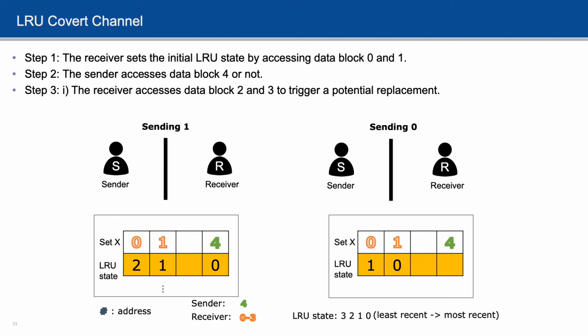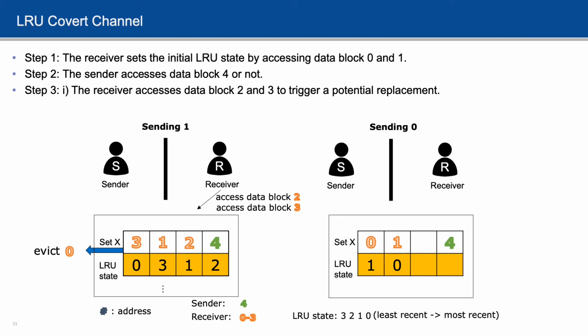Let's first look at the left side. The receiver first accesses data block 2, which will fetch the data block 2 into the set and update the LRU state. Then the receiver accesses data block 3, but by this time, the cache set is full, so one of the data blocks should be evicted to fetch the data block 3. And we find, looking at the LRU state, cache line 0 is the least recently used line and will be selected by the replacement policy to be evicted. And then we fetch data block 3 into the cache. Then we update the LRU state.